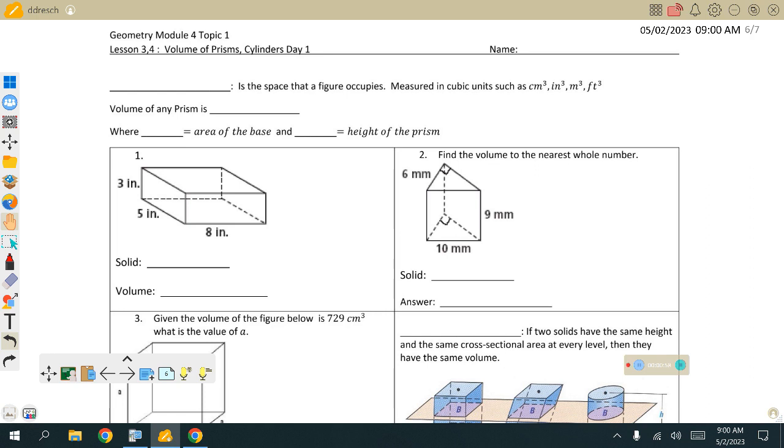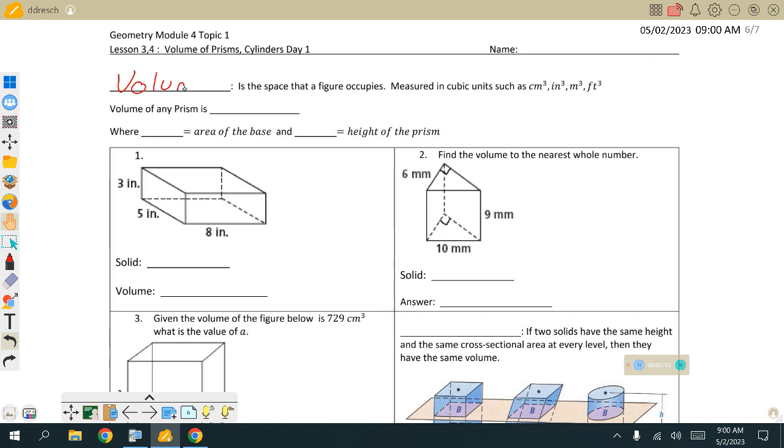All right, so let's get going here. Let's talk about today's stuff. We are talking about prisms and cylinders, and well, that's volume. Volume is the space that a figure occupies. As you sit there, you take up space, that's volume. So volume is three-dimensional.